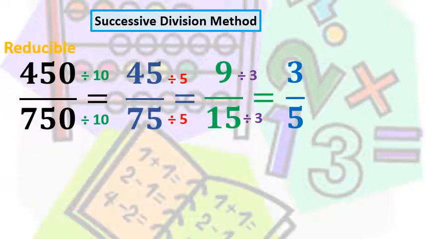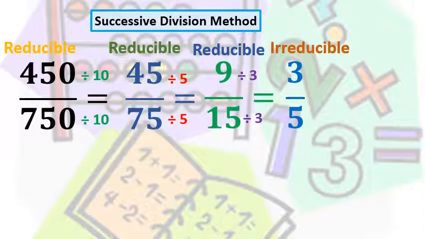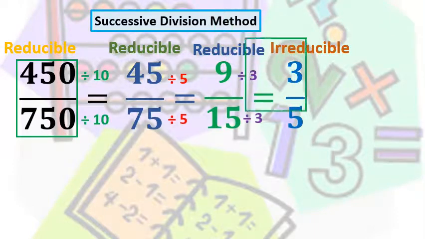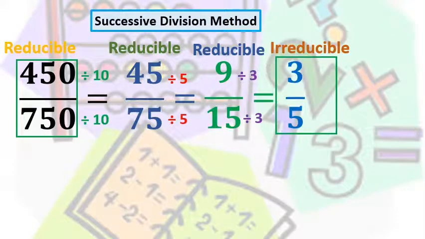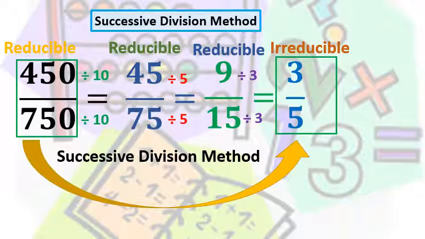So reducible, reducible, reducible, irreducible. So we moved from reducible to irreducible. To move from this fraction to this fraction by dividing many times, we're going to call it successive division method.